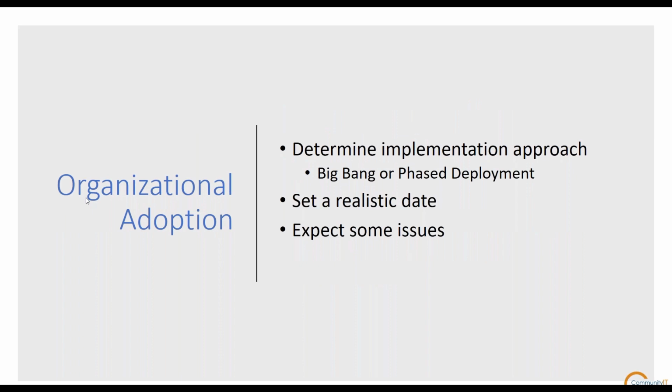Once we've gone through this process and get to organizational adoption, there still are a few more decisions to be made in determining the implementation approach. If you're going to do a big bang, like, hey, we're implementing a new IT policy, and that means X, Y, and Z, is that going to happen all at once, or is it going to be more of a phased deployment approach?